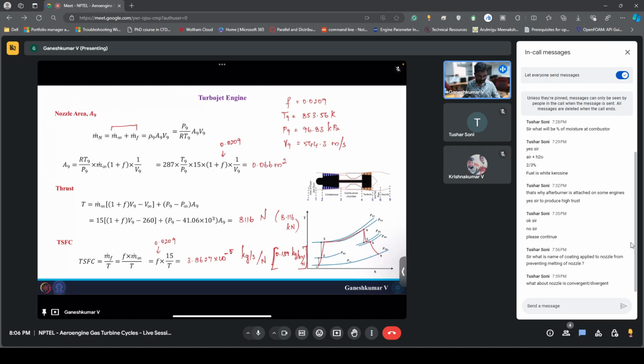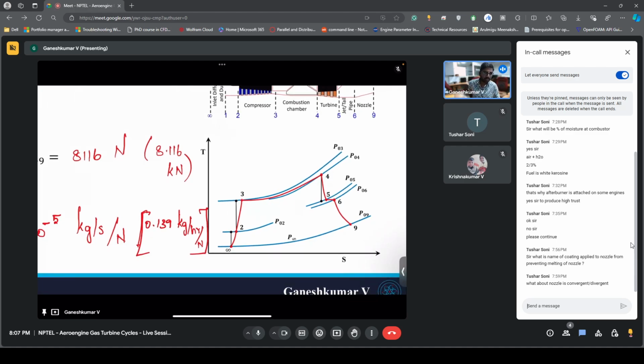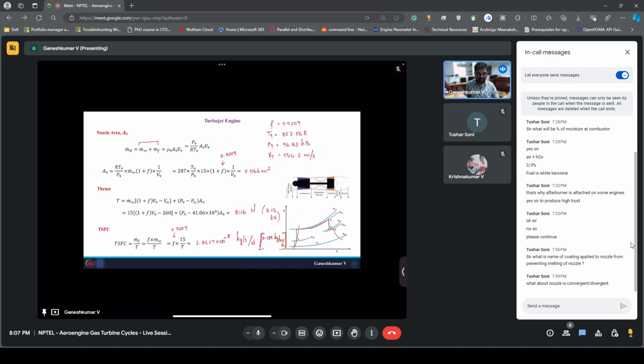So these are the questions being asked, the unknowns that we found out from this question. Now, one last thing that we need to revisit is this TS diagram. In this region, what we did was we expanded from 6 to 9, which is the nozzle, and we expanded it till the curve which is P infinity. This happens only if it is an unchoked nozzle, but ours is a choked nozzle.